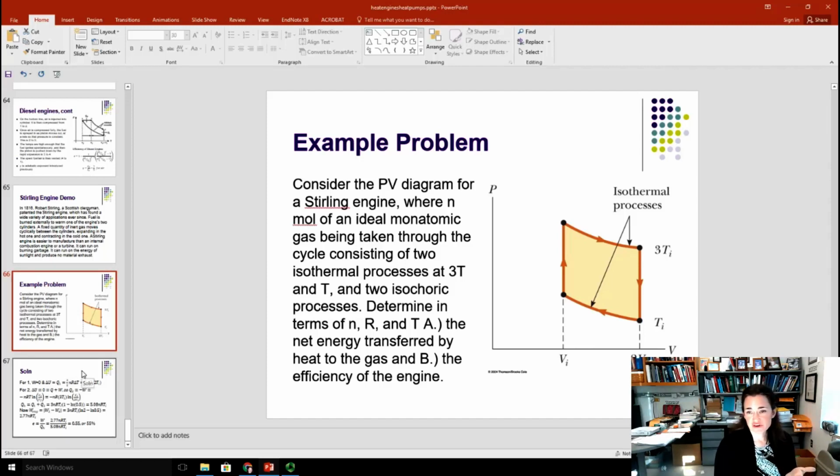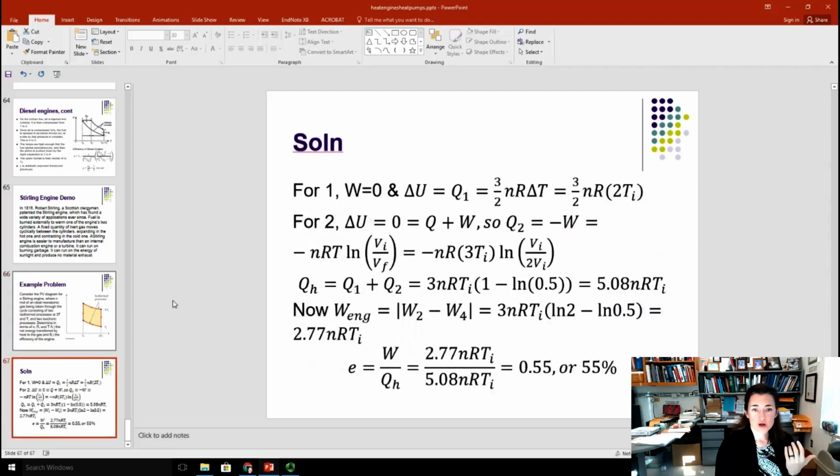So remembering that you've got those two isothermal processes and the two isovolumetric processes, let's go over steps here. So for step 1, the work is equal to 0. Step 1, I'm going to call that isovolumetric process that takes place at volume V sub I. So at that point, the work is equal to 0, and the change in the internal energy of the gas would therefore, by the first law of thermodynamics, be equal to Q1.